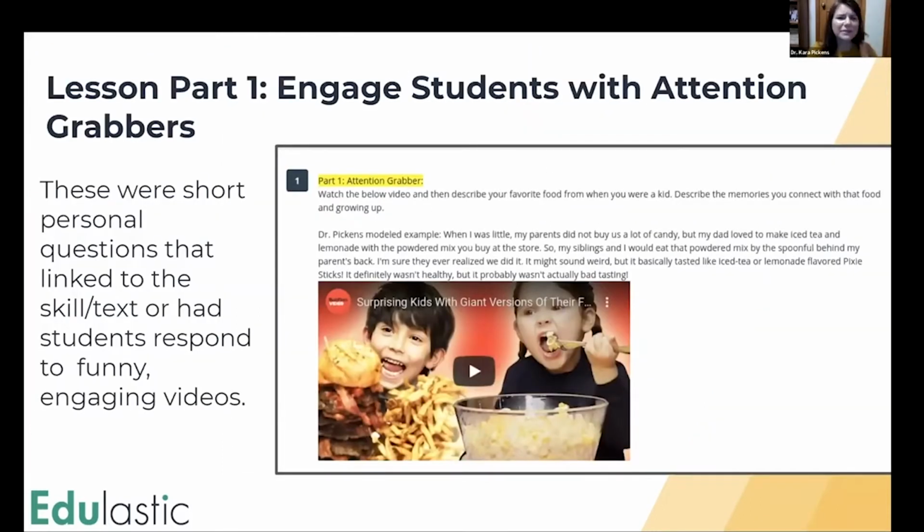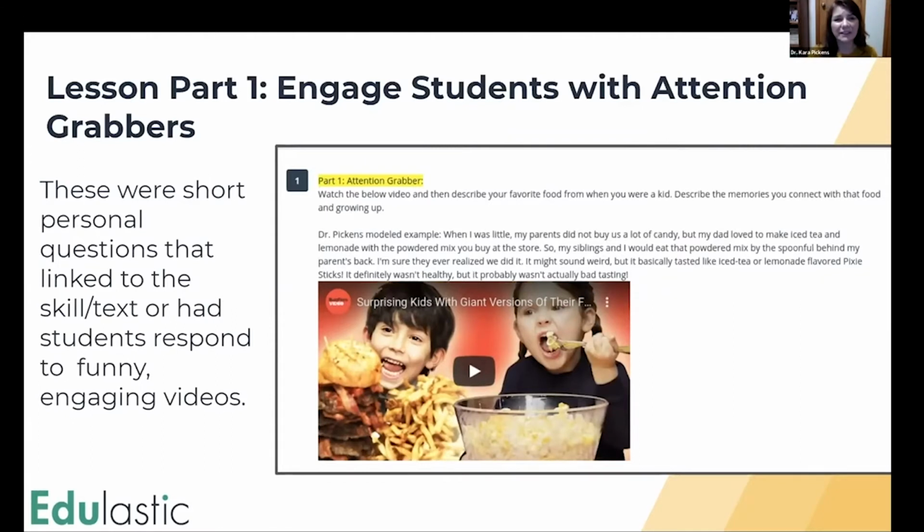So the first thing I did was create a theme for my curriculum. I always like to build things around a theme. So I went with a farm to table theme, and it was a lot of things that were food related because I love food and I really enjoyed talking to my students about food. And I started each lesson, each Edulastic assignment was actually a full lesson.